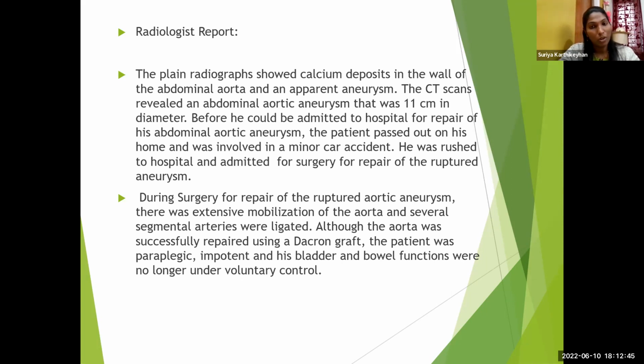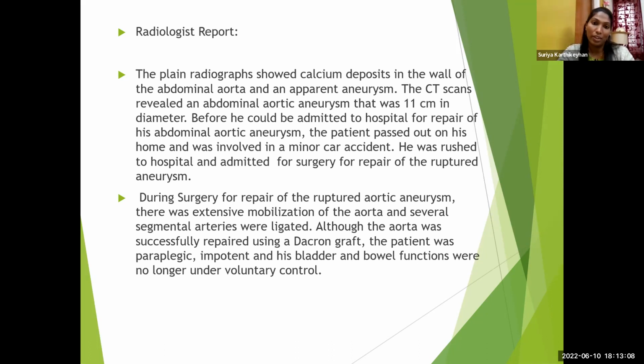Before he could be admitted to the hospital for the repair of this abdominal aortic aneurysm, the patient passed out at home. Why did the patient pass out at home? Now the aneurysm has become complicated. What happens is the aneurysm has ruptured. It has undergone aneurysmal rupture. So the patient passed out at home. And then he was involved in a minor car accident.